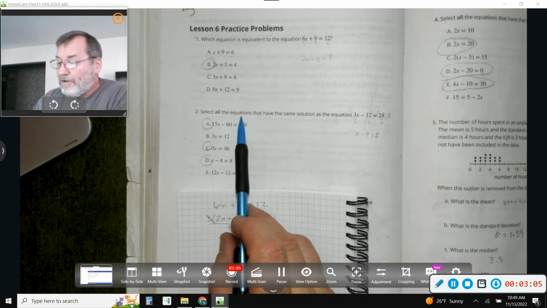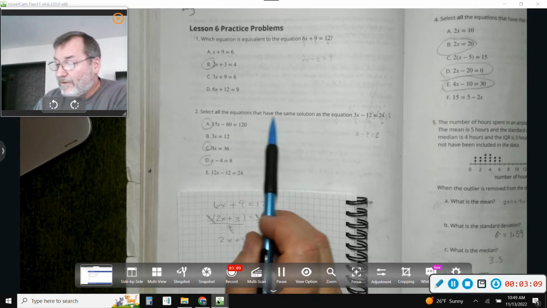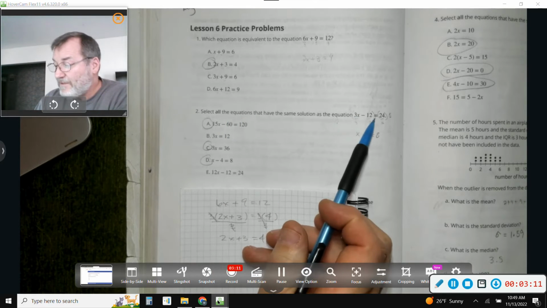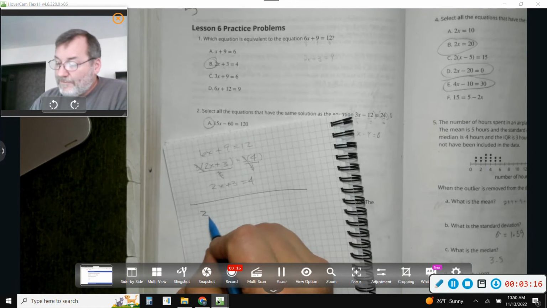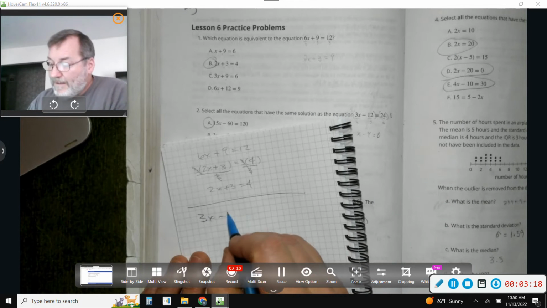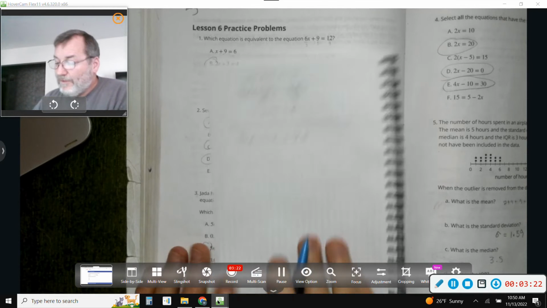Number 2, select all the equations. There might be more than one answer. Select all the equations that have the same solution as 3x minus 12 equals 24. So let's go and look through this. So 3x minus 12 equals 24. So we're going to look at this real quick.